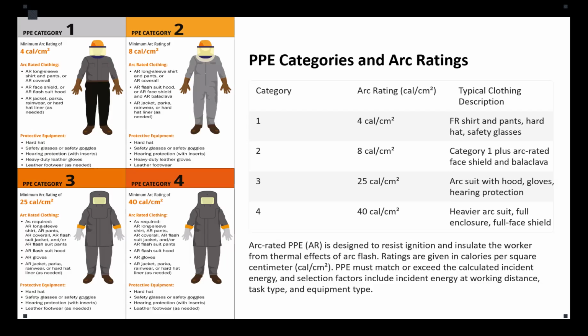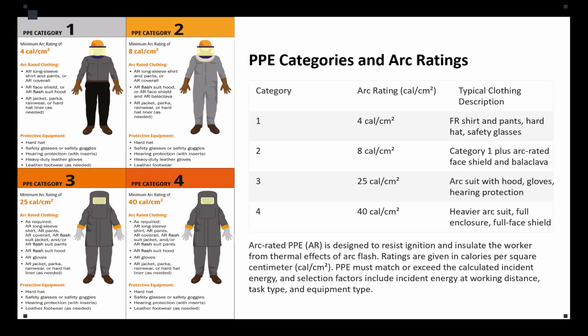There is category 3, which is a minimum arc rating of 25 calories per square centimeter. We should have full arc rated suits, like jackets and pants, and an arc rated hood with the face shield. We have to have gloves, hearing protection, and safety boots. This is normally used in a system with higher available fault current or longer clearing times, or horizontal in-box configuration. We said that's the worst case configuration, which basically produces greater incident energy.